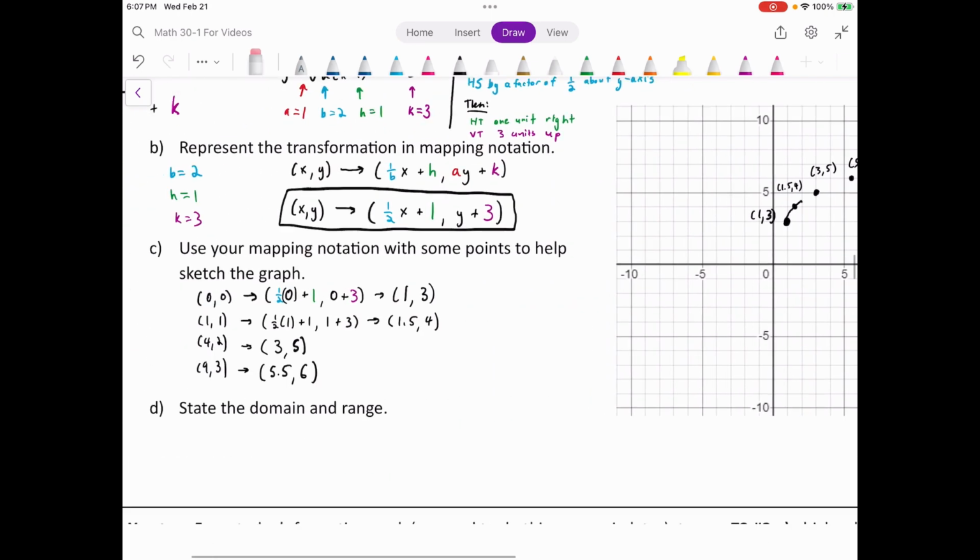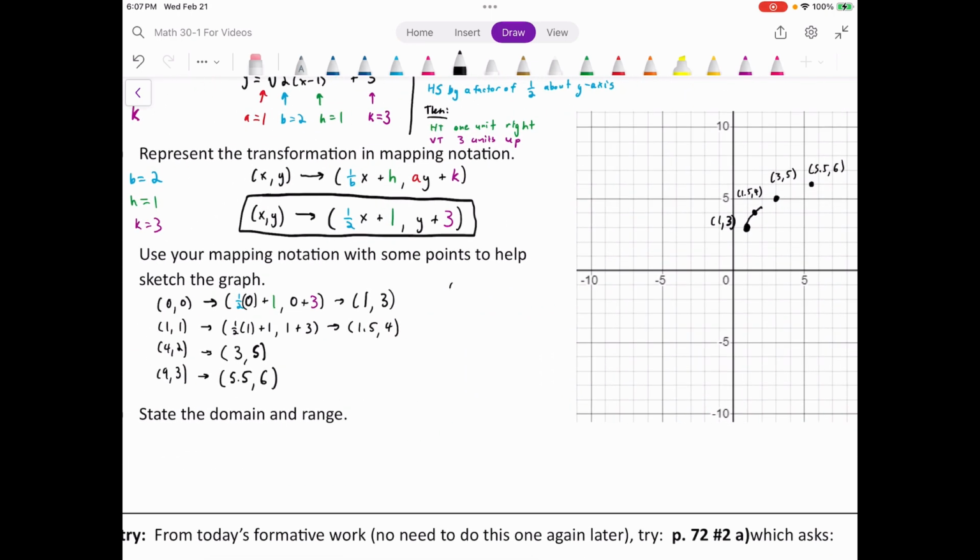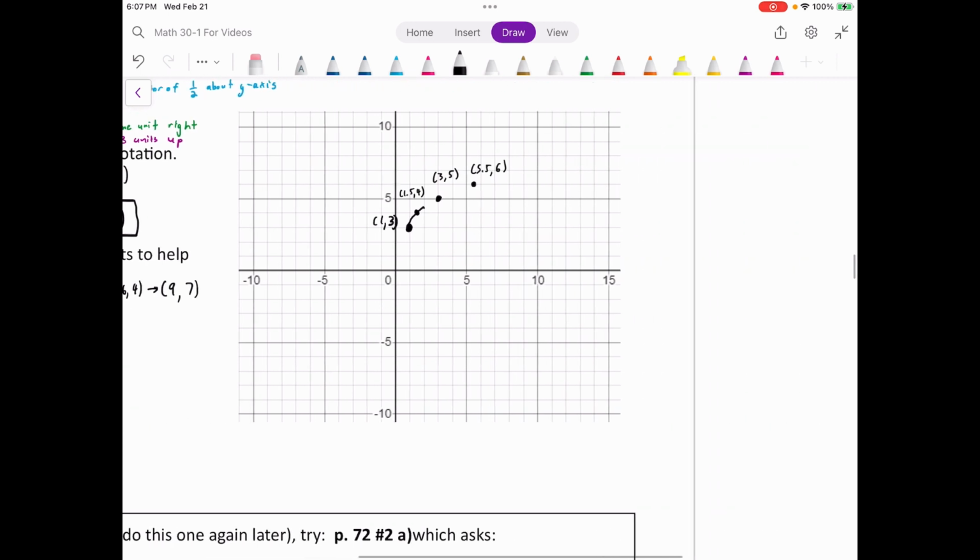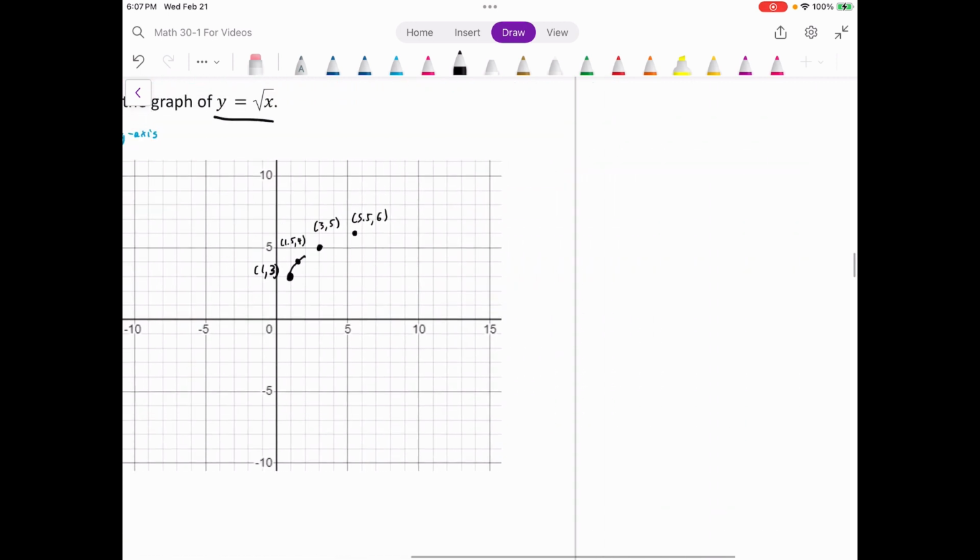Okay, maybe I actually will do one more. Let's do 16, 4. 16, 4 is going to become, half of 16 is 8. 8 plus 1 is 9. 4 plus 3 is 7. 9, 7. There we go. That'll give us 9, 7. So our graph's going to end up looking something like that.